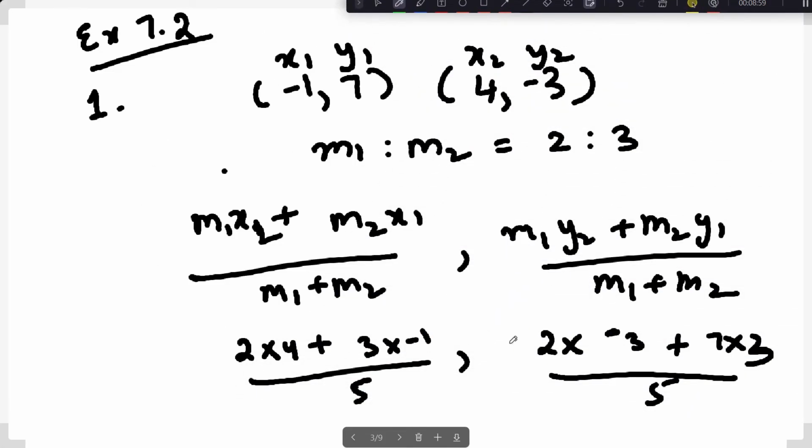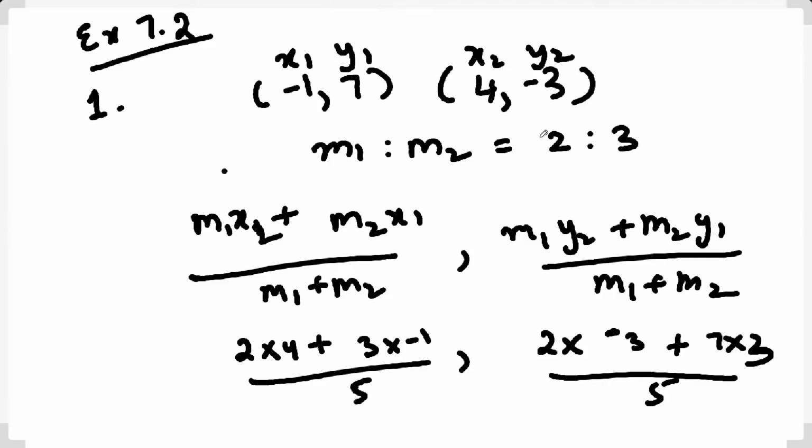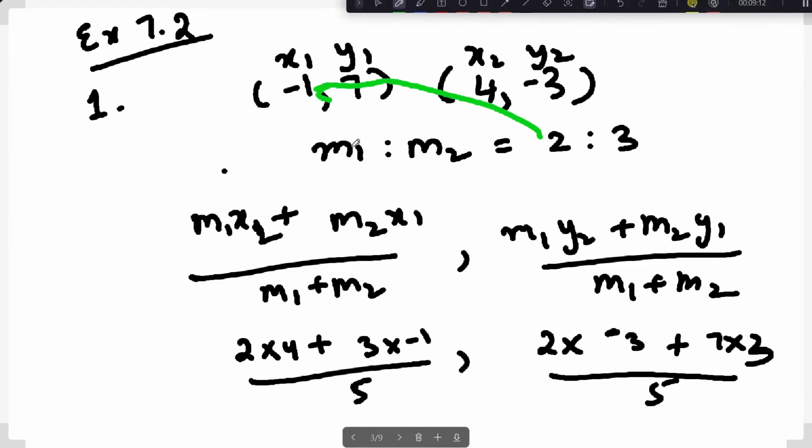So ये क्वेश्चन दे रखा है, ठीक है? M1 is to M2 equal to 2 is to 3. These are the two coordinates. Self-explanatory. So 2 into minus 1 plus 2 into minus 1 plus 4. Sorry, गलत कह दिया मैंने. अभी सिखाया, अभी गलत भी कर दिया. Wow, so good. Okay, 2 into 4, 8. Plus 3 into minus 1 by 5. So 8 minus 3, 5 by 5, 1.